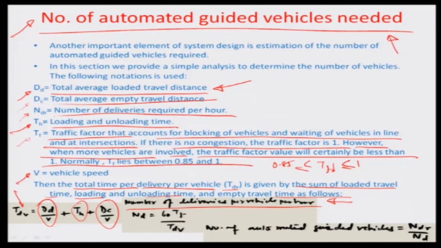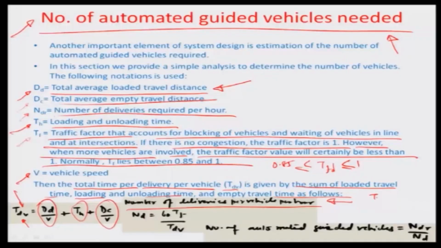And if TDV is the total time of delivery of a single vehicle, the first aspect we want to look at is how the TDV will change if the traffic factor, which is basically blocking of vehicles and waiting of vehicles, is involved. The TDV will obviously increase because of the intersection or waiting. So you have to calculate the real time it takes in case there is a traffic blockage or obstruction by dividing the TDV by the Tf factor.